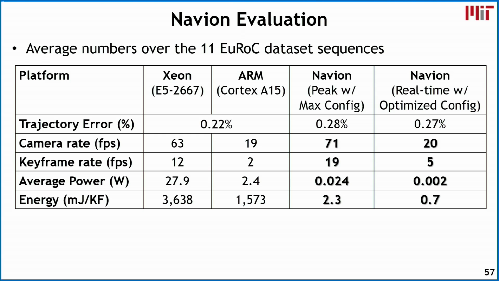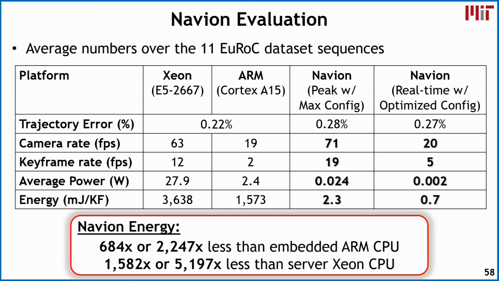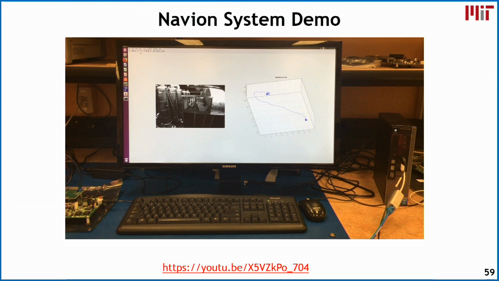In terms of camera rate, you can see that Navion tends to perform at higher frames per second than those particular software implementations. Similarly, with keyframe rates, Navion performs higher. And then in terms of average power, Navion is between 24 milliwatts at its peak and then 2 milliwatts when it's operating at real time. So if we look at the energy consumed per keyframe update, we can see that Navion is operating in its optimal case at 0.7 millijoules per keyframe, and at its peak performance around 2.3 millijoules per keyframe. So this adds up to about 3 to 4 orders of magnitude higher energy efficiency than processing it on an ARM CPU or an Intel server-level processor.